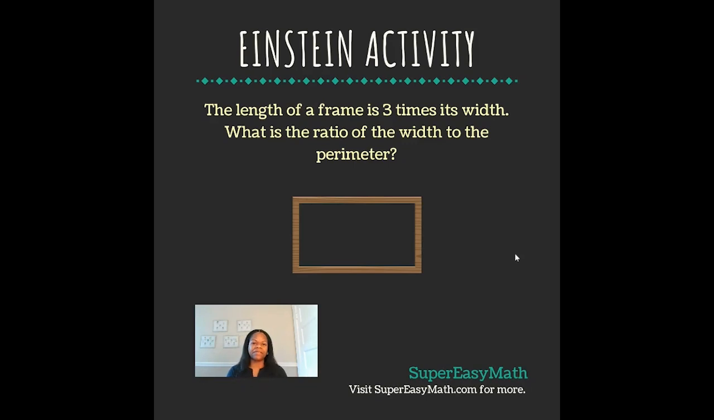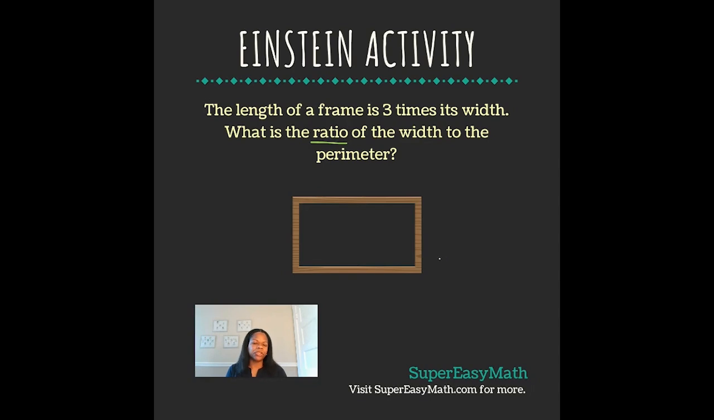Today's Einstein activity says the length of a frame is 3 times its width. What is the ratio of the width to the perimeter? So I'm just going to make up some numbers and I'm going to make sure the ratio or proportion to each other is what they're asking for.